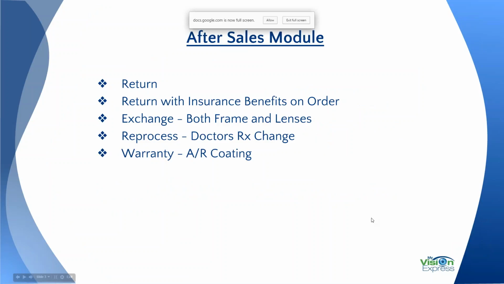In today's webinar, we're going to go over an example for a return with insurance benefits on that order, an exchange of both frame and lenses, a reprocess for a doctor's change as a reason, and a warranty for an anti-reflective coating. So first we're going to do the return.